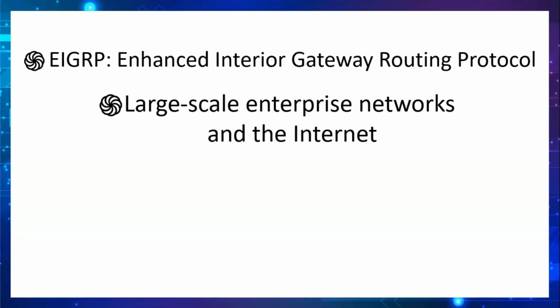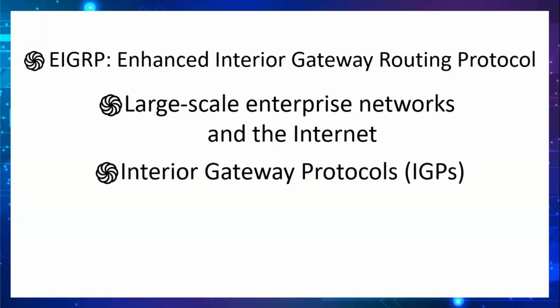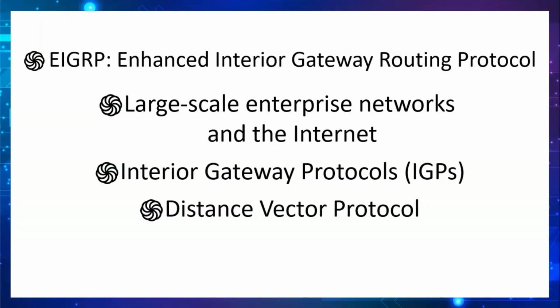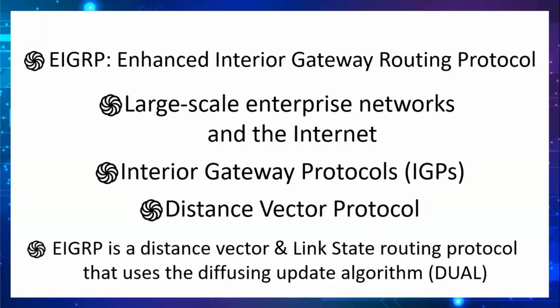EIGRP is a popular routing protocol used in many enterprise networks because it combines distance vector and link state routing protocols. This is a big advantage. It is an interior gateway protocol, and an advanced distance vector routing protocol used for automatic routing decisions. EIGRP is a hybrid protocol, meaning it is designed from the distance vector and link state protocols, and the algorithm used is DUAL, the Diffusing Update Algorithm.